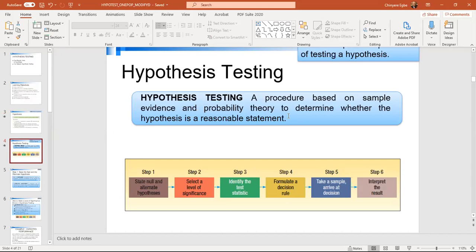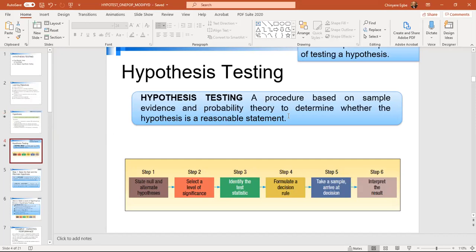What is the probability that the conclusion is not correct? So that is what you call a level of significance. And that level of significance usually is a small percentage, like say 1% or 2% or 3% or maybe 5%. It could be even less than 1%. It could be half of 1%. So that is your level of significance.